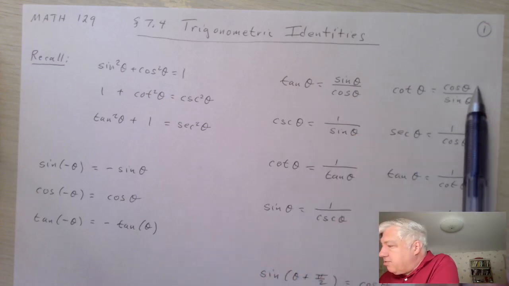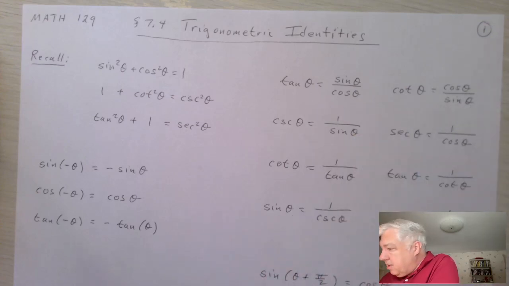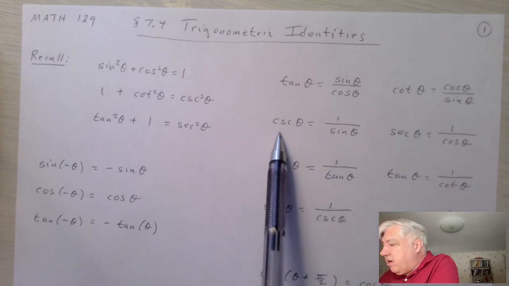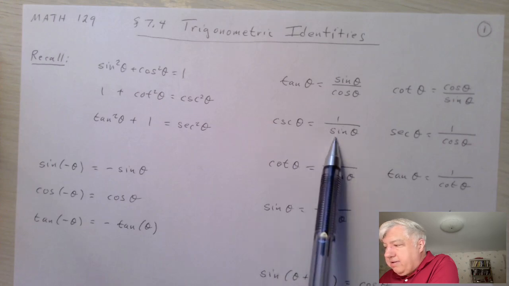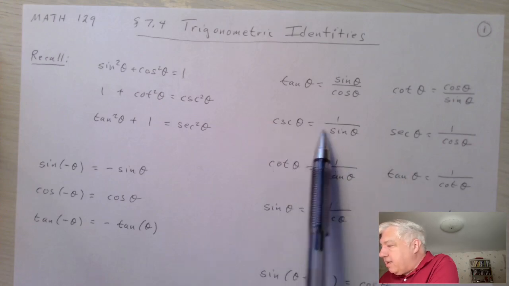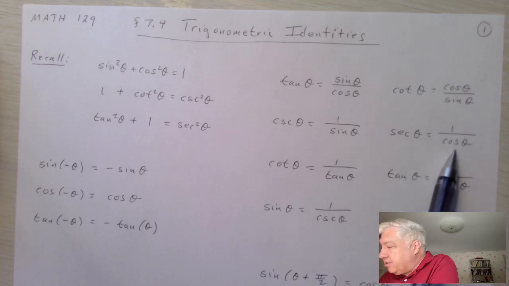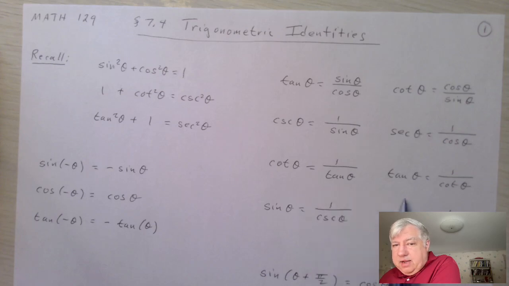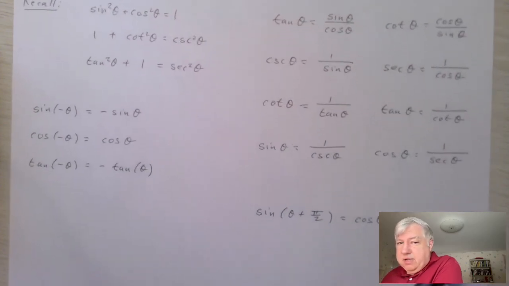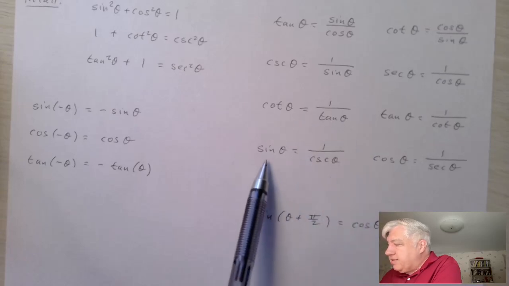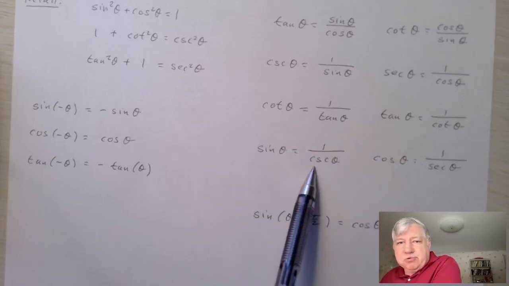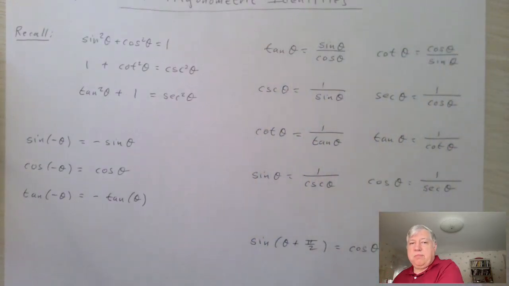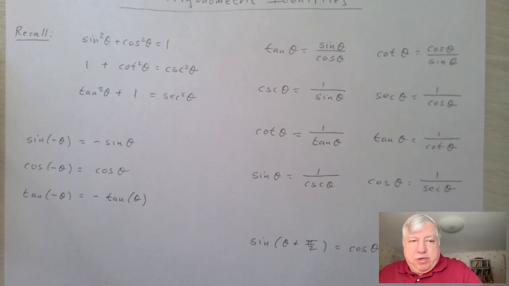The cotangent is cosine theta divided by sine theta, and because of this, we also have that the cosecant of theta is 1 over sine theta, and the secant of theta is 1 over cosine theta. The cotangent is 1 over tangent theta, and the tangent is 1 over cotangent theta, because these are reciprocals of each other. Likewise, sine and cosecant are reciprocals of each other, and cosine and secant are reciprocals of each other. So we already knew this, but here we're just writing down all what we know right now.